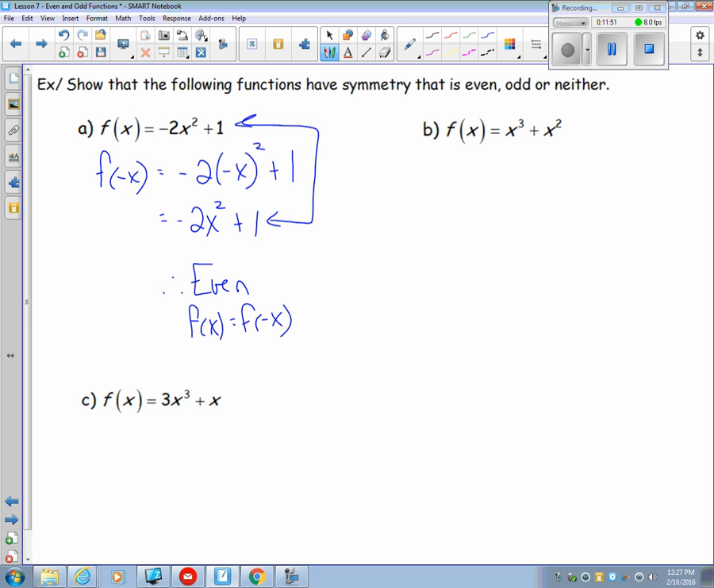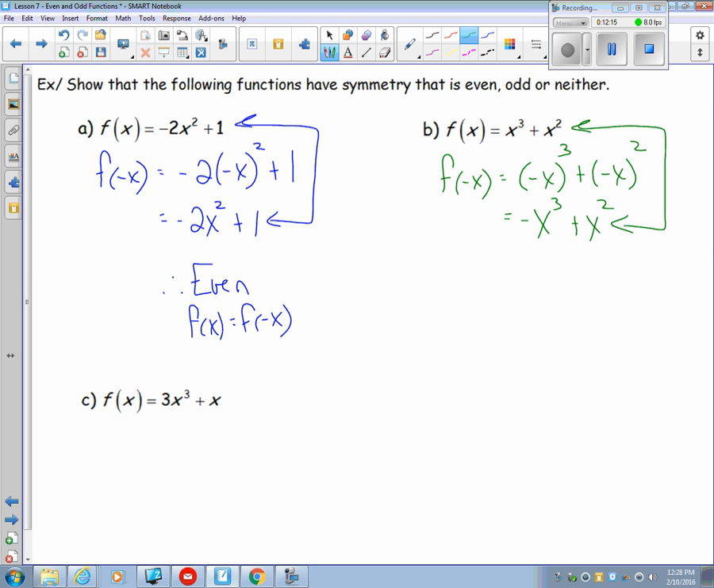Okay, look at the next one. I see an even exponent and an odd exponent. I should know in my head this is going to be a neither situation, but I need to prove it. So let's prove it's not even, first of all. Negative x, negative x. 3 negatives make a negative. 2 negatives make a positive. These two are not equal, it's not even.